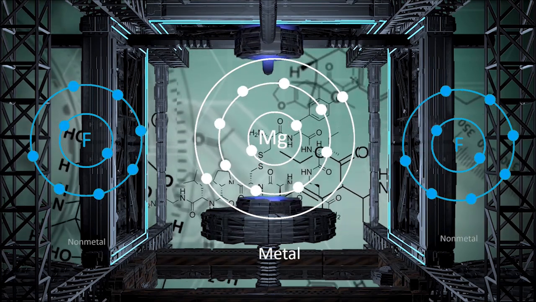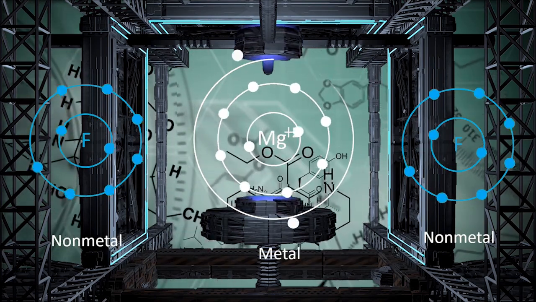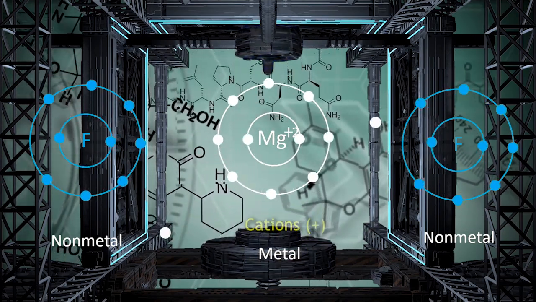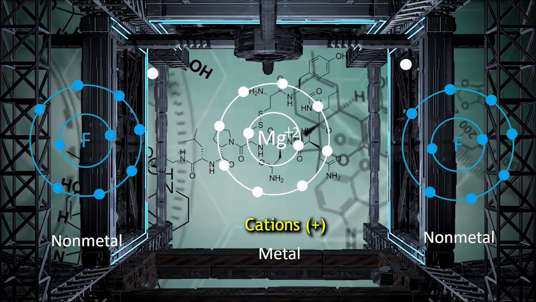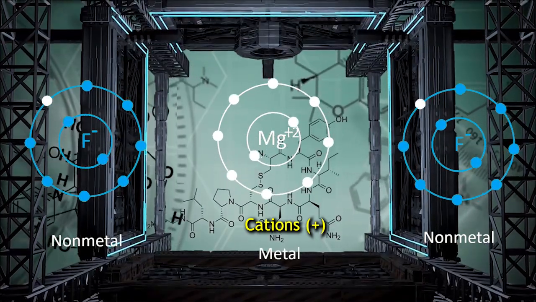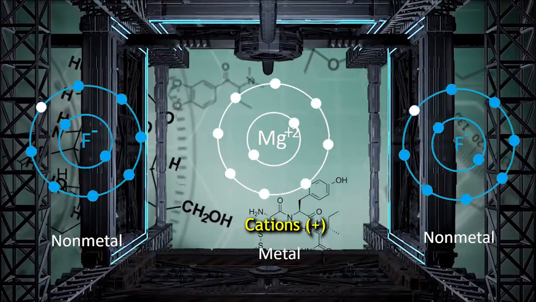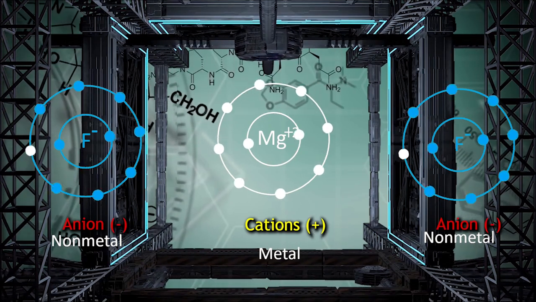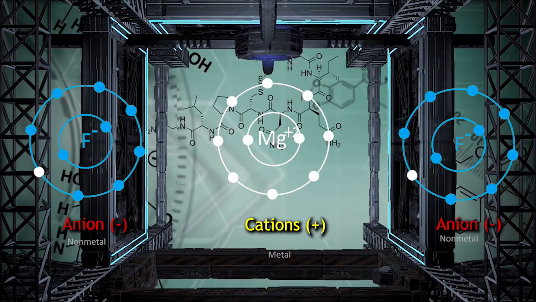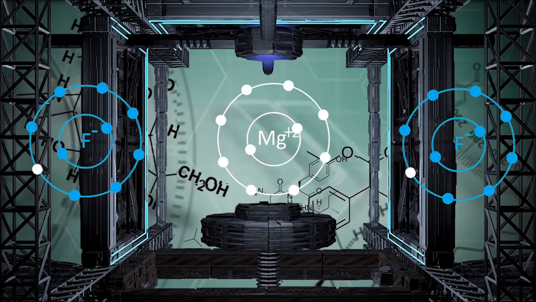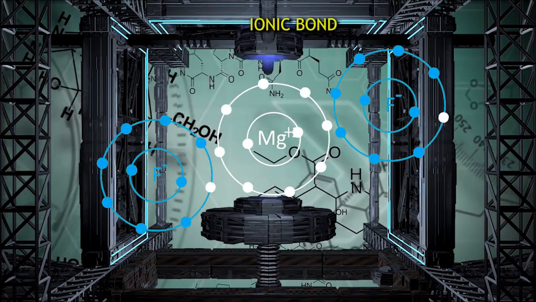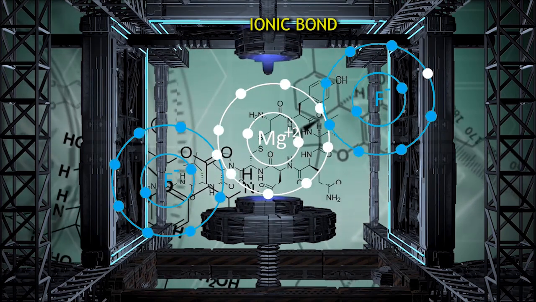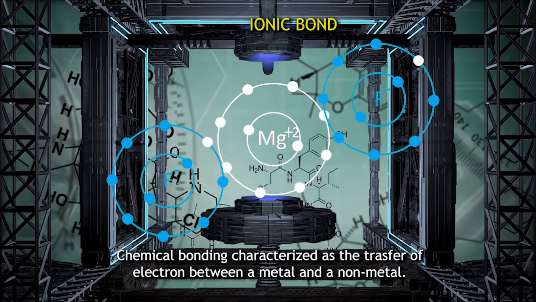An ionic bond is formed by a metal giving up an electron or electrons, thus making it partially positive, known as the cation or positive ion, while a nonmetal accepting an electron or electrons becomes partially negative, known as the anion or negative ion. Hence, the name ionic bond. When ions dissociate in water, they can conduct electricity.